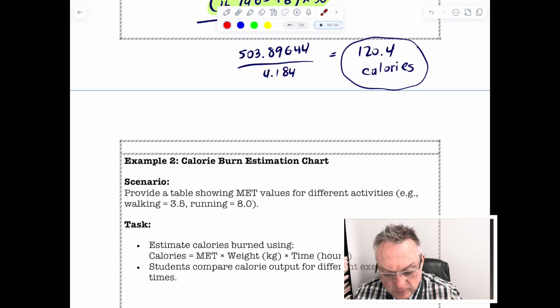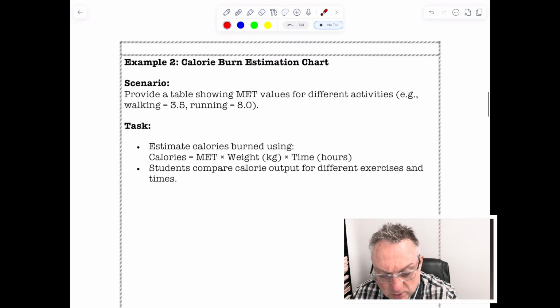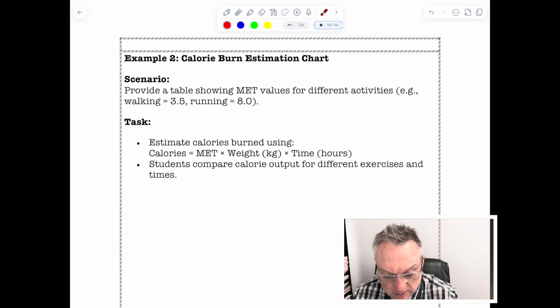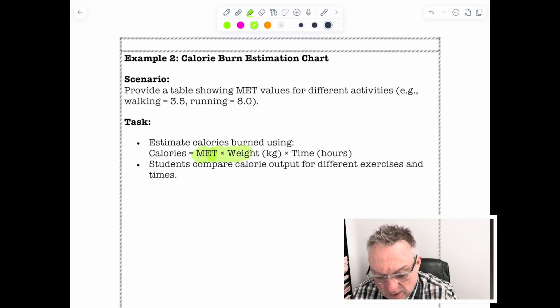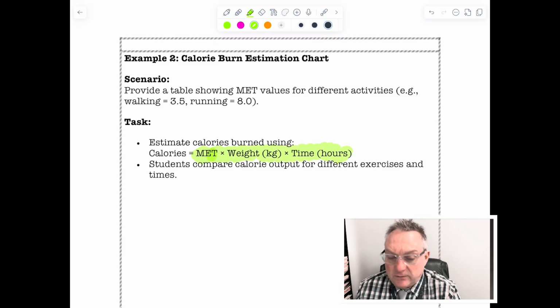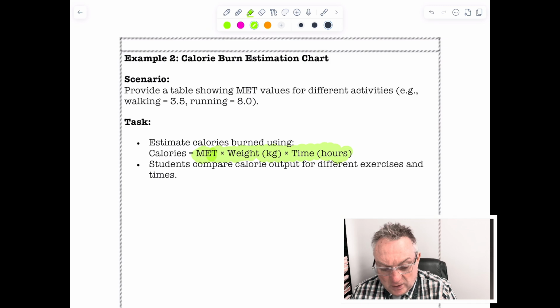The next example, we're going to estimate calories burned using a much simpler formula, which is your metabolic rate, called MET, times your weight times your time in hours. Again, your weight's in kilograms. And we're going to compare the outcomes for different exercises. In this one, they tell us the metabolic rate, the MET, for walking is 3.5, and the MET for running is higher, not surprisingly, at 8.